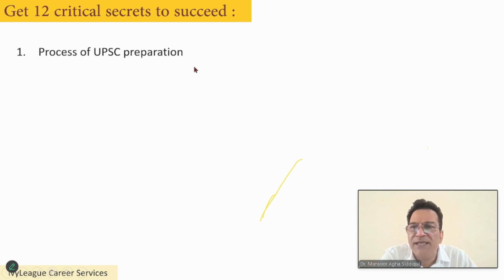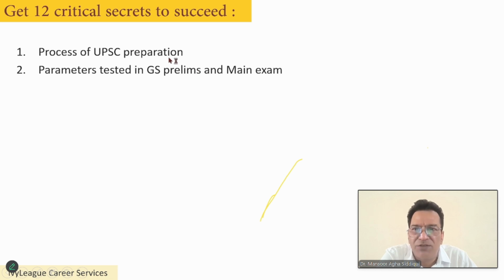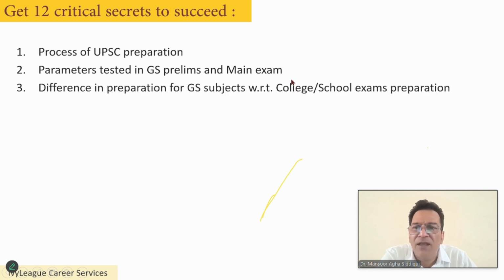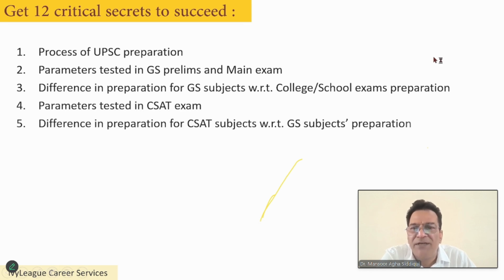The first thing is we look at understanding the process of UPSC preparation. We'll see what parameters really get tested in case of GS prelims exam and the mains exam. We'll also look at differences in preparation for GS subjects with respect to how school or college exam preparation is done. There's a clear difference between how you study for a school or a college examination and the way of studying for your GS subjects. Moreover, we'll look at parameters that are tested in CSAT exam and the difference in preparation for CSAT examination subjects with respect to your GS subjects' preparation.